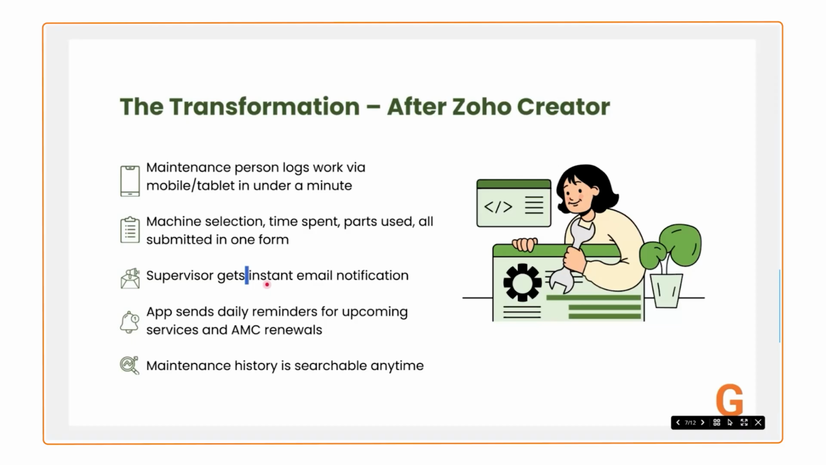And then, of course, the automated reminders that we were talking about. So the app started sending automated reminders, whether it was an upcoming service, AMC renewal, or any scheduled maintenance. The app did all the activities and stayed proactive, instead of the team staying reactive.